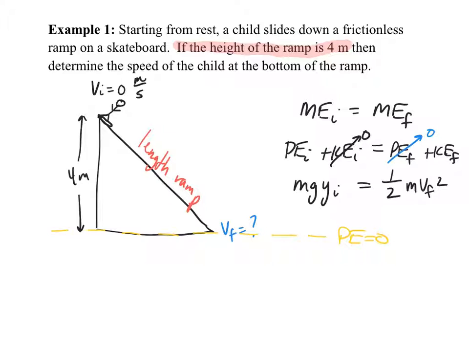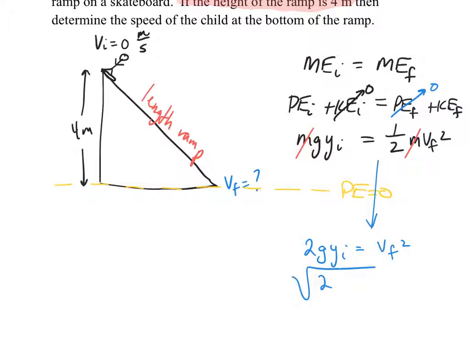What do you notice now? Mass cancels. Our answer is independent of mass. I'm going to multiply by 2 on both sides. I'm going to kind of skip down to here. Multiply by 2 to get rid of the 1/2, and then take the square root.